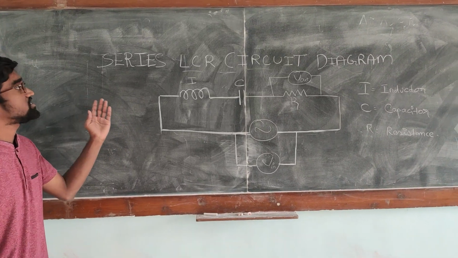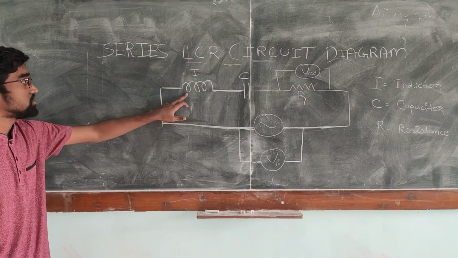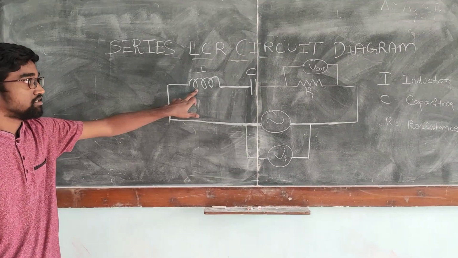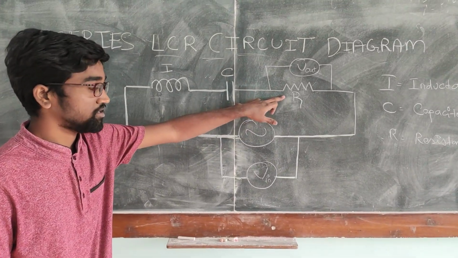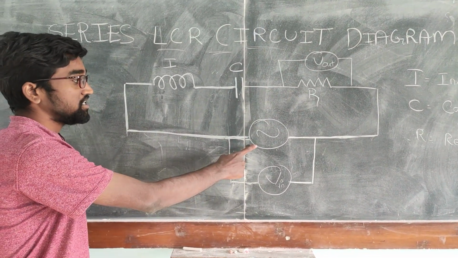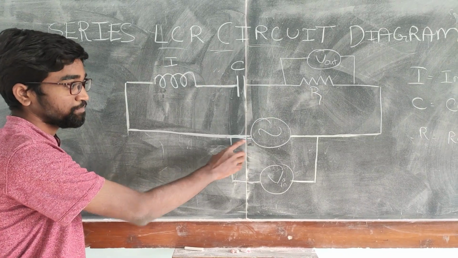This is the series LCR circuit diagram. Here you can see this turning coil is the inductor, and this is the parallel plates or capacitor, and this one is a resistor. This is an alternating current source, that is a function generator.